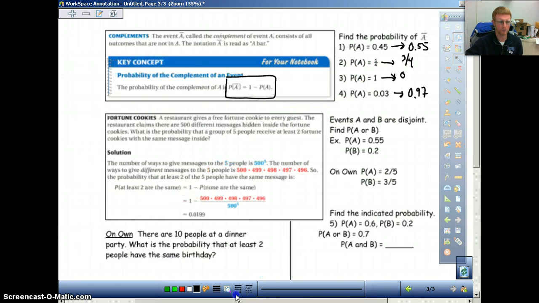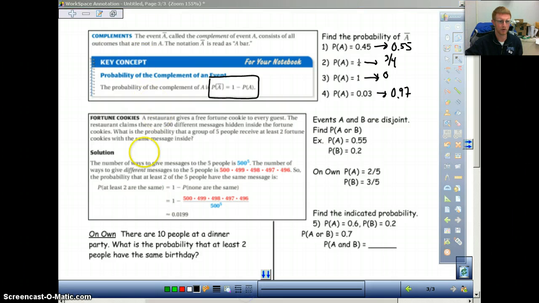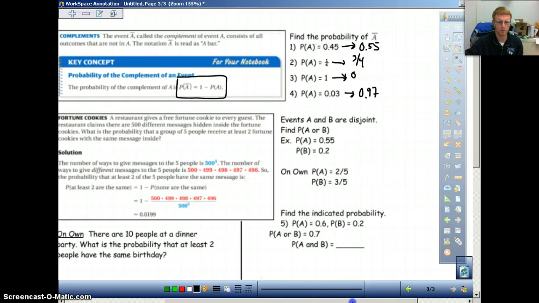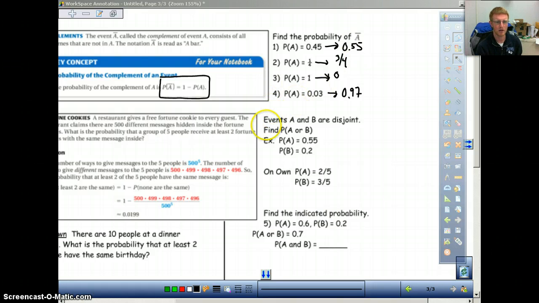Okay, so let's look at this example over here, actually we're going to look at this last. So let's look at this example right below. So events A and B are disjoint. Find the probability of A or B. Well, this one should actually be really easy because we already talked about this briefly. If it's A or B, if I have A and I have B, it's one or the other, and they're disjoint, that means there's no intersection, then you're just adding these two. So it's 0.55 plus 0.2 equals 0.75. So that would be the probability of A or B. All you're doing is adding one or the other, add them together, there's your probability.